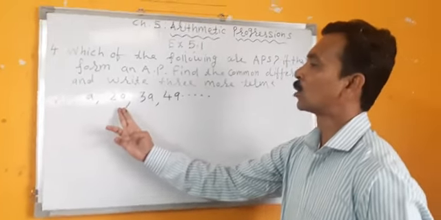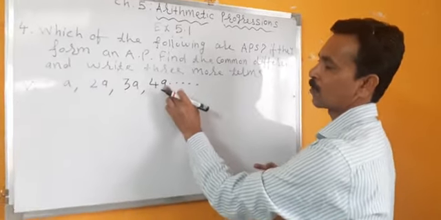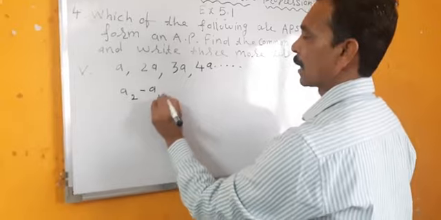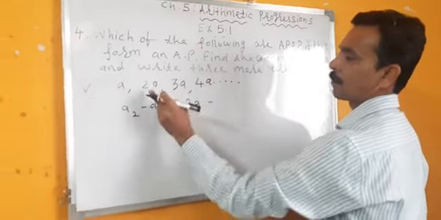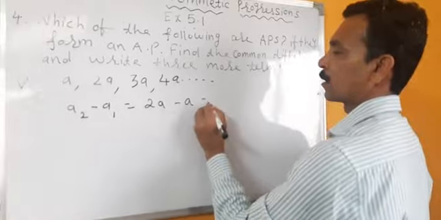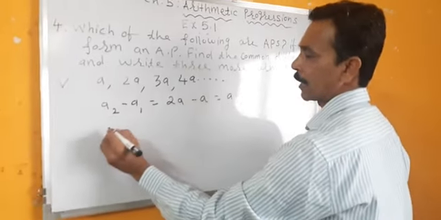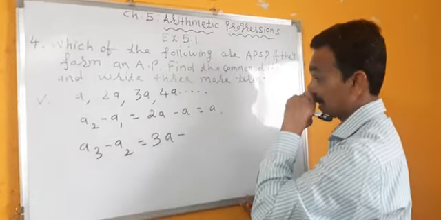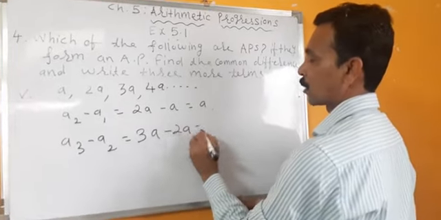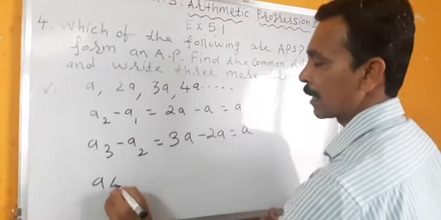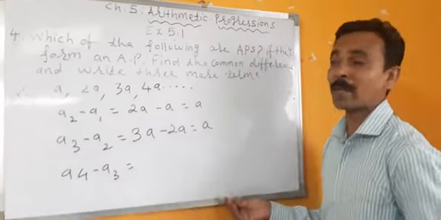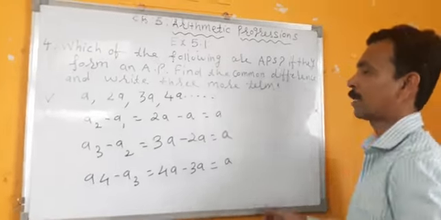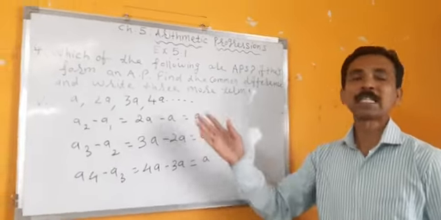Next sum is A, 2A, 3A, 4A. First I will find A2 minus A1. What is A2? 2A. Minus, what is A1? A. 2A minus A is A. Now I will take A3 minus A2. What is A3? 3A. Minus, what is A2? 2A. What is 3A minus 2A? A. Now I will take A4 minus A3. 4A minus 3A is equal to A. Common difference is same. Series forms an AP.